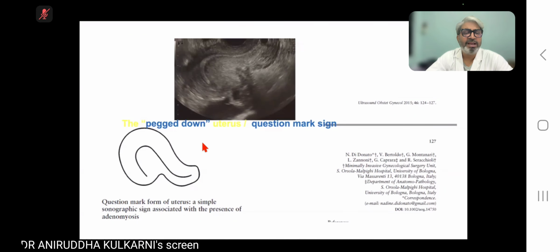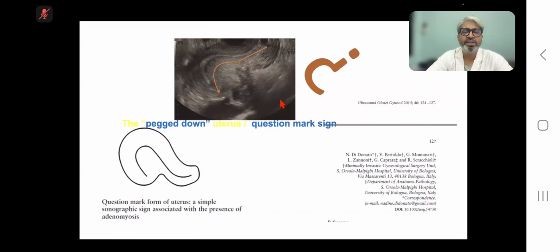One more sign described in the literature is called the peg down sign or question mark sign, which is typically seen in an anteverted uterus which is retroflexed. So here you can see there is a question mark because of the cervix, whereas the fundus is dipping down posteriorly because of adenomyosis and superficial endometriosis involving the serosa, or there could be features of deep infiltrating endometriosis involving the bowel, which is just behind the body of the uterus or behind the retrocervical component. This is called the question mark sign or peg down feature.